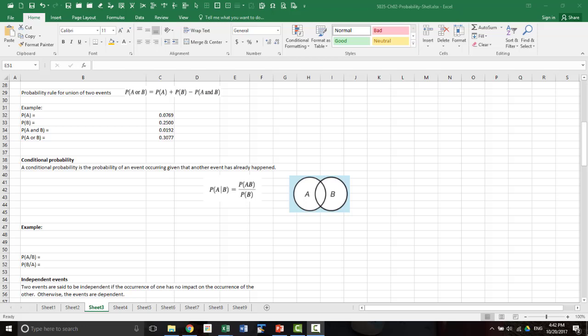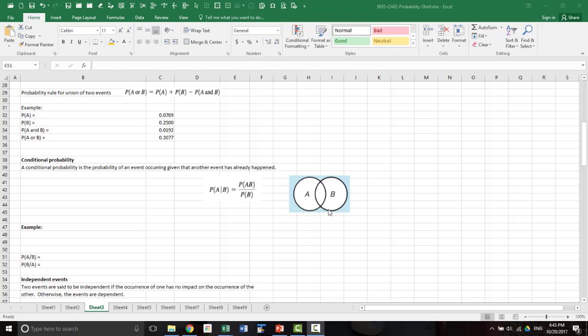You can think of conditional probabilities in this fashion. Suppose we know that B has occurred. Originally this is the sample space, and we have event A and event B. Now if event B has already occurred, the sample space has shrunk to just that circle. Everything outside B is not true, so the sample space is now just that circle.